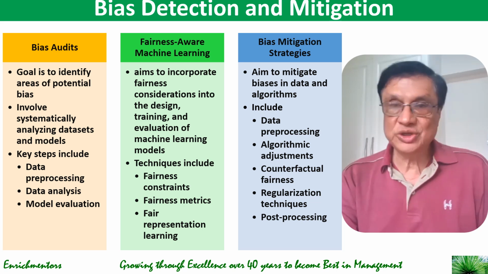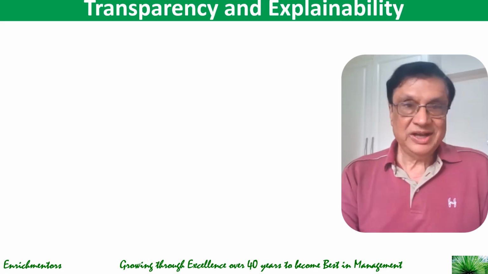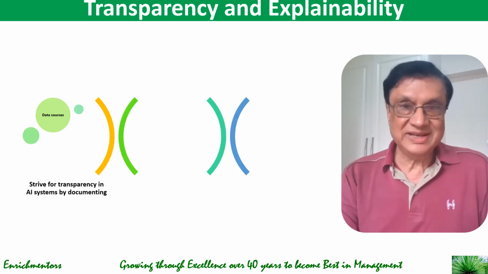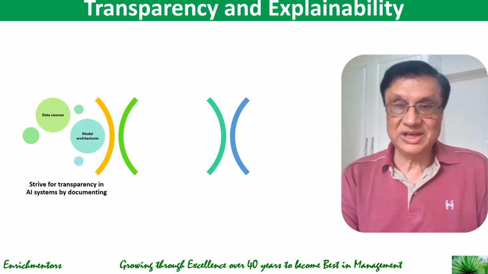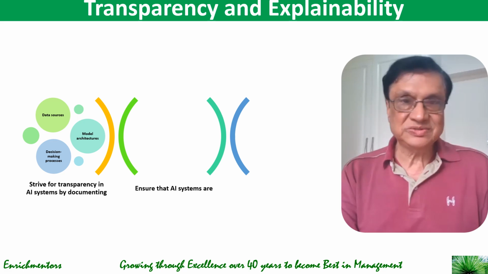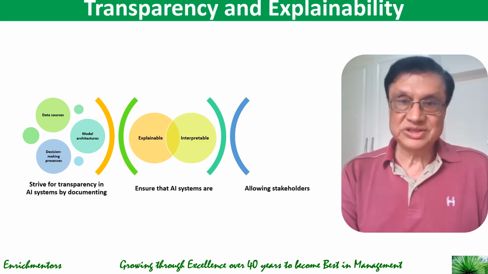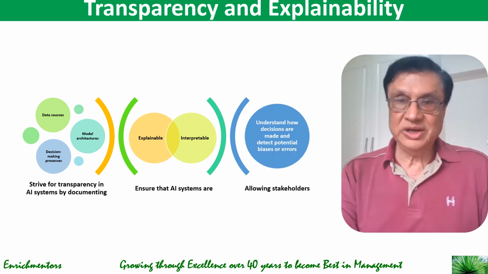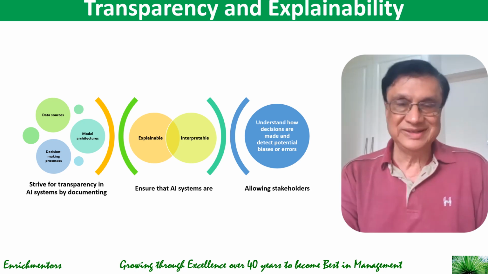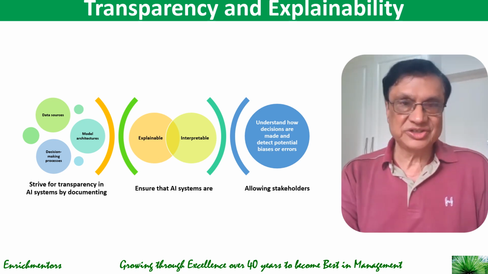a combination of approaches. Then you need to strive for transparency in AI systems by documenting data sources, model architectures, and decision-making processes. Ensure that AI systems are explainable and interpretable, which allows stakeholders to understand how decisions are made and detect potential biases and errors, and that introduces ethical consideration.